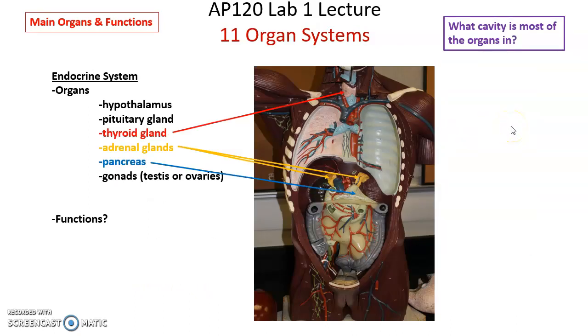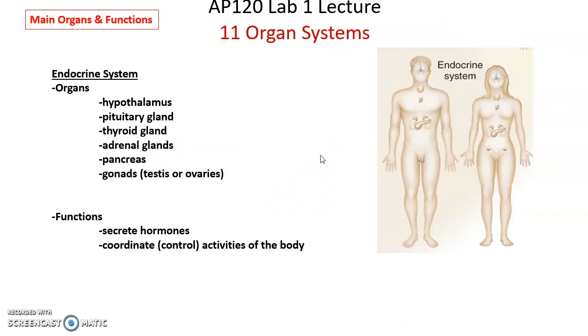The endocrine system. The endocrine system is all the various structures that produce hormones. So we include the hypothalamus in the brain, the pituitary gland, the thyroid gland found here in the throat, the adrenal glands that are superior to the kidneys, the pancreas. Yes, the pancreas is in 2 organ systems, and the gonads, the testes or ovaries. And as we can see, the adrenal glands and the pancreas are in the abdominal cavity. The function, again, is to secrete hormones. That's their main connecting theme, and these hormones will then coordinate various activities of the body.